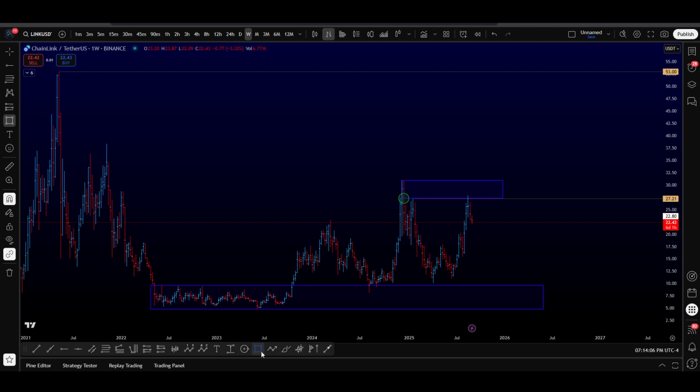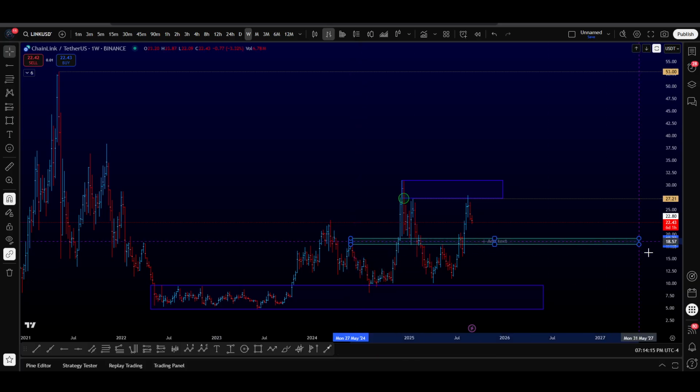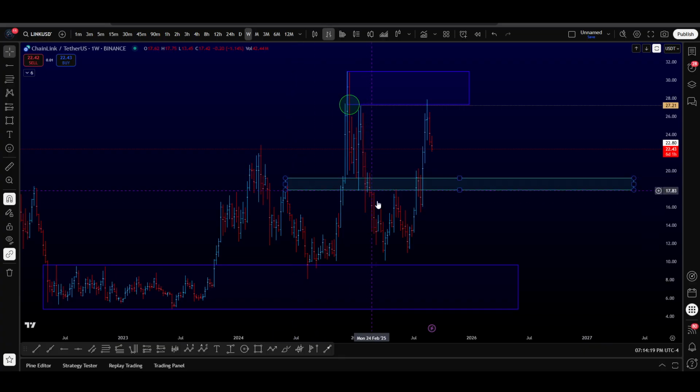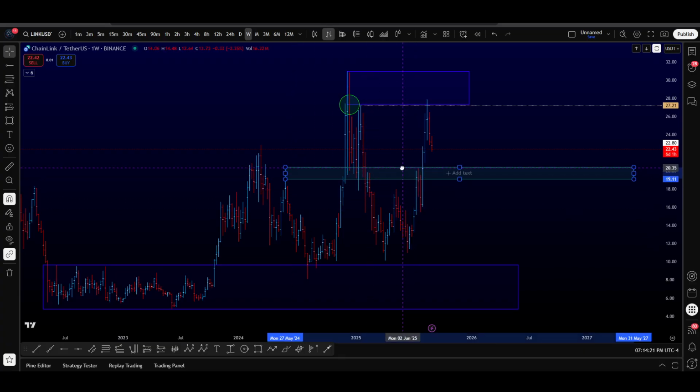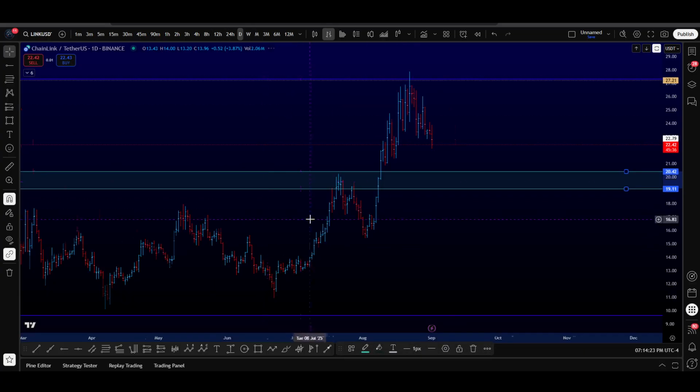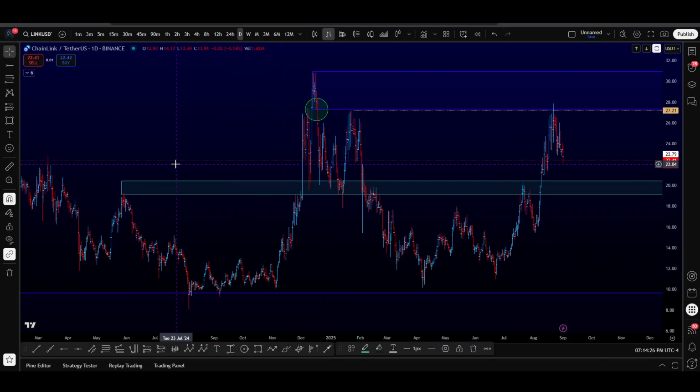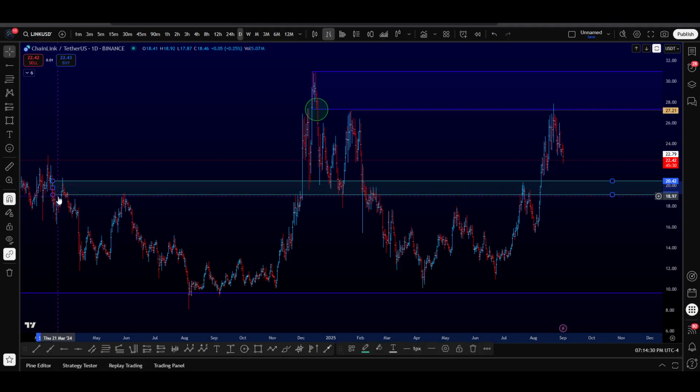Now, the next area I could consider for a long would be this local support resistance zone right here, as you can see. So there is resistance. You could probably even move this up a little bit more or go down to the daily time frame to get a clearer picture, but we'll leave this right here. So as you can see, resistance flipped to support, flipped back to resistance, and we broke out again.